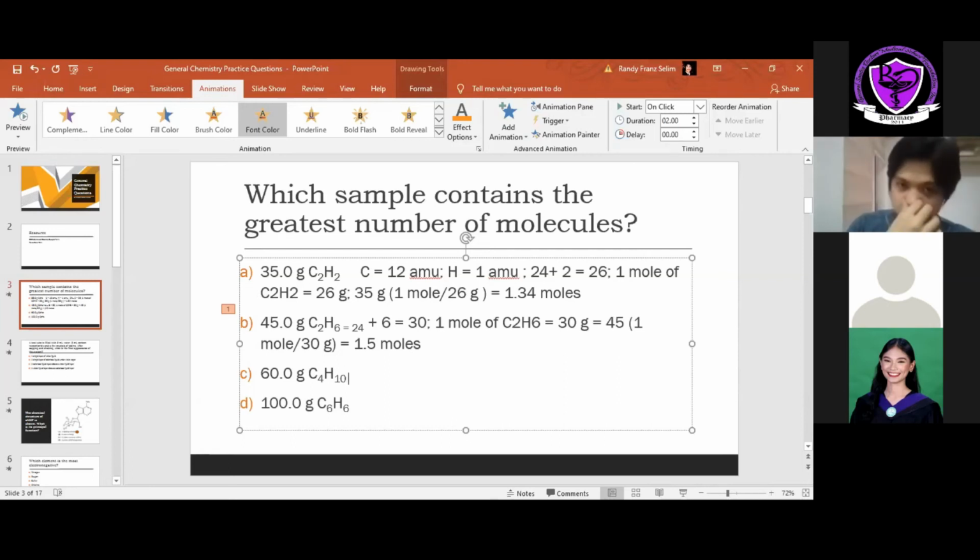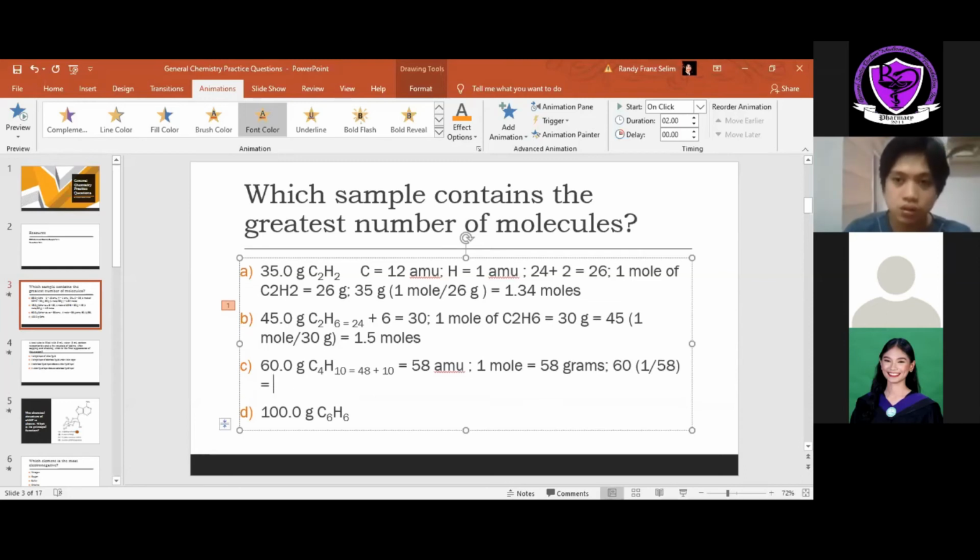Next, we have C4, so that's 12 times 4, 48, plus 10 is equal to 58 AMU, where 1 mole is equal to 58 grams. Next, we divide the factor, 60, 1 over 58. We get the number of moles, 60 divided by 58. 1.03. Lastly, let me check. Yeah, tama, 1.03.